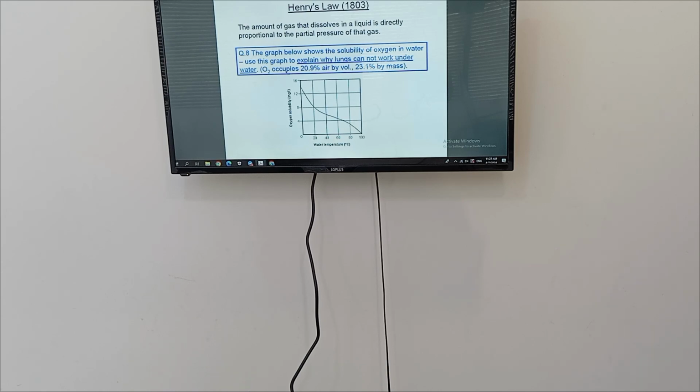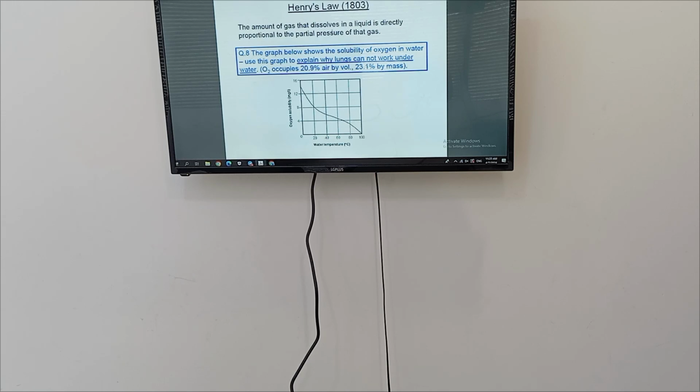Henry's law: the amount of gas that dissolves in a liquid is directly proportional to the partial pressure of that gas. The graph below shows the solubility of oxygen in water. Use this graph to explain why lungs can't work underwater. Oxygen occupies 20.98% of air by volume and 23.1% by mass.